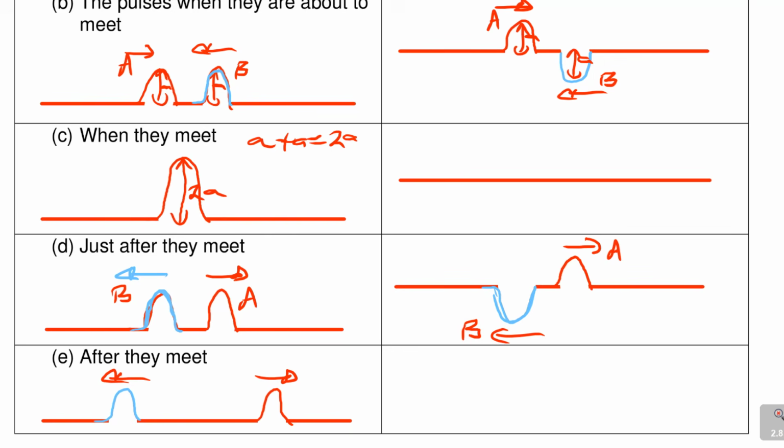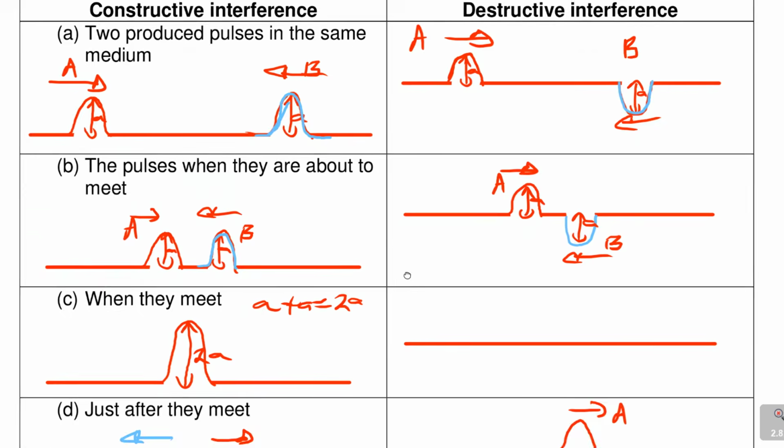And then long after they have met, you are still continuing with your pulses, and they are now some distance apart. But where is your B? Your B is further in that direction. And where is your A? Your A is in that direction. So this is continuing. I've got my A. This is continuing. I've got my B.